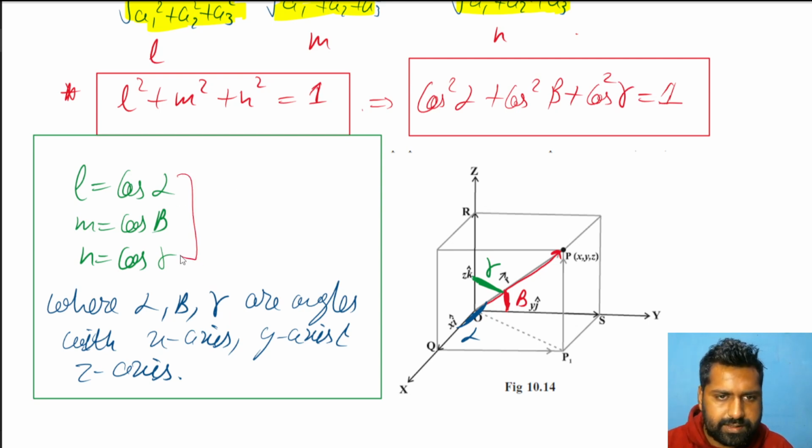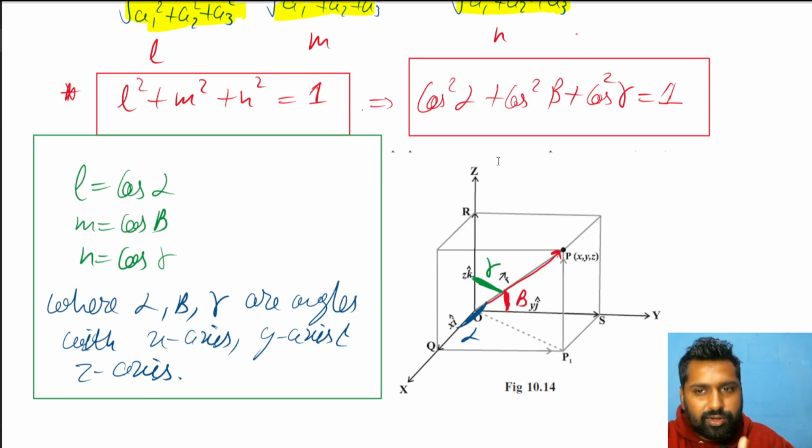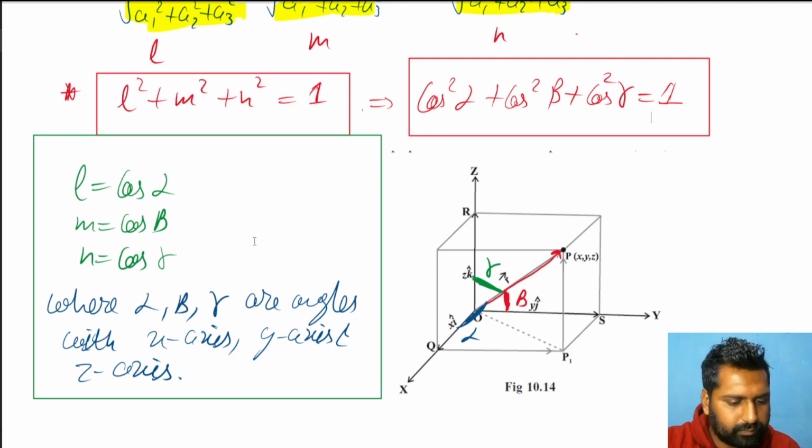We used this in this. And now you get the sense why they are called direction cosines, because cos is involved. So if you want to find the angle with the x-axis, y-axis, z-axis for any vector, or any line, this is what is going to help you.